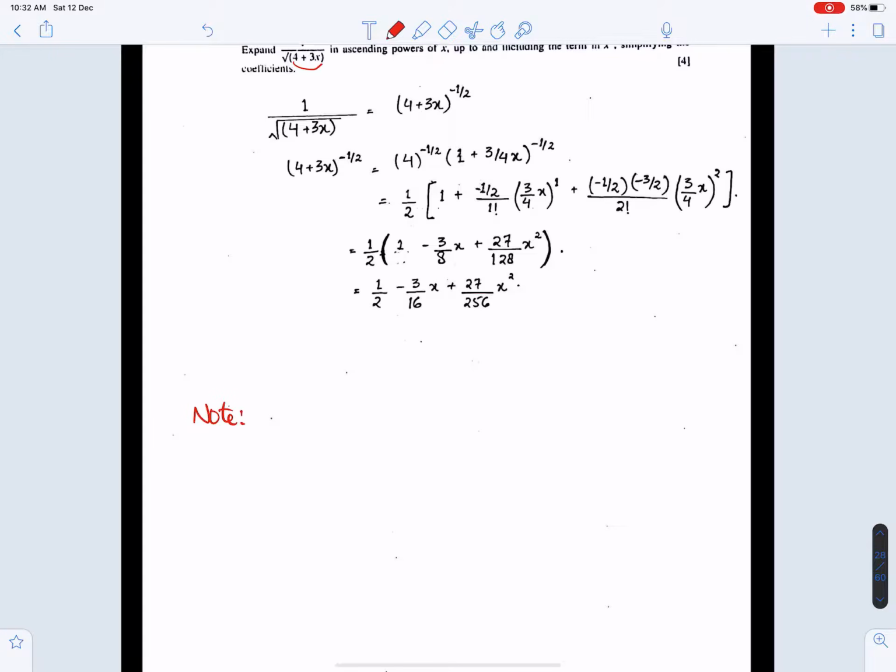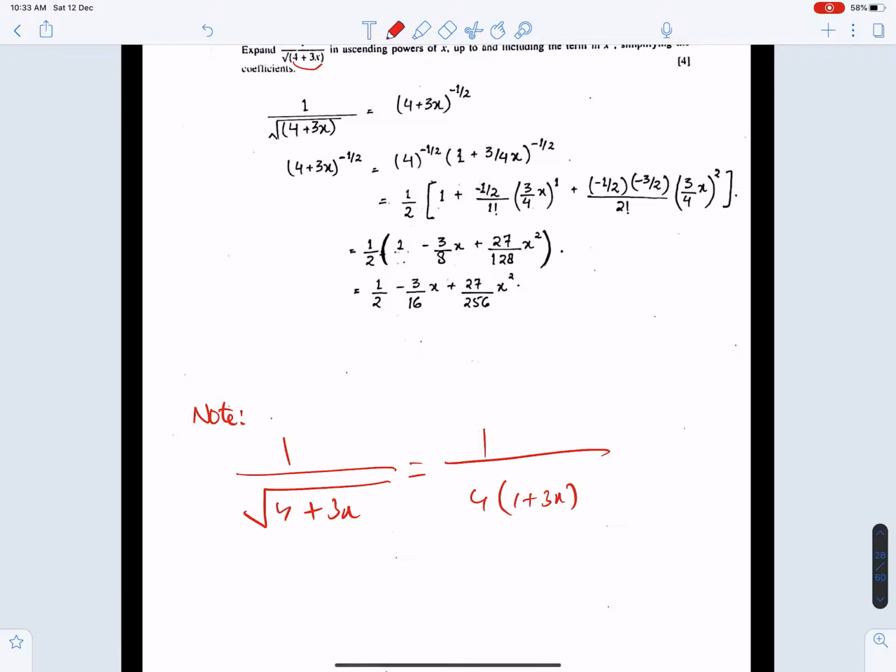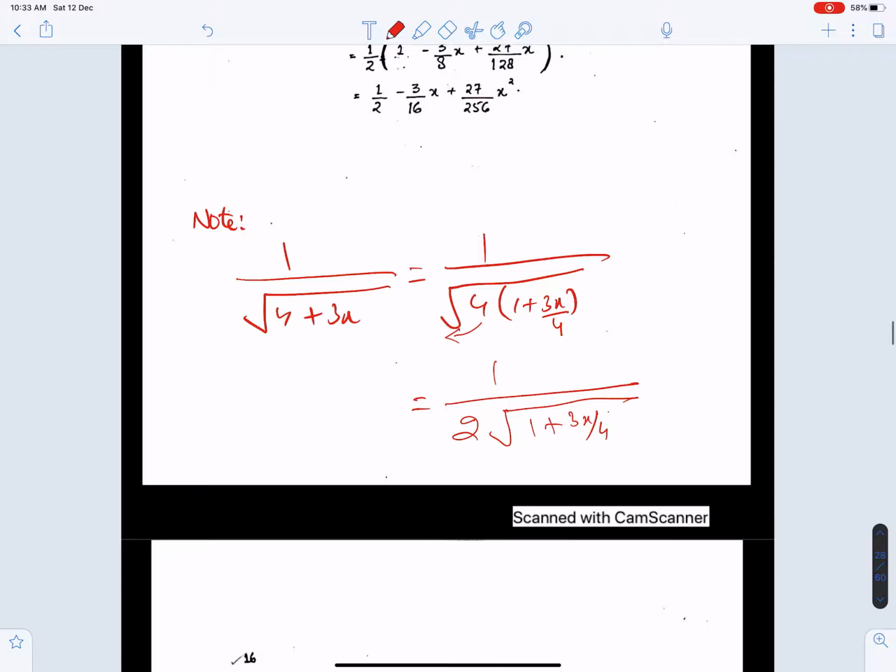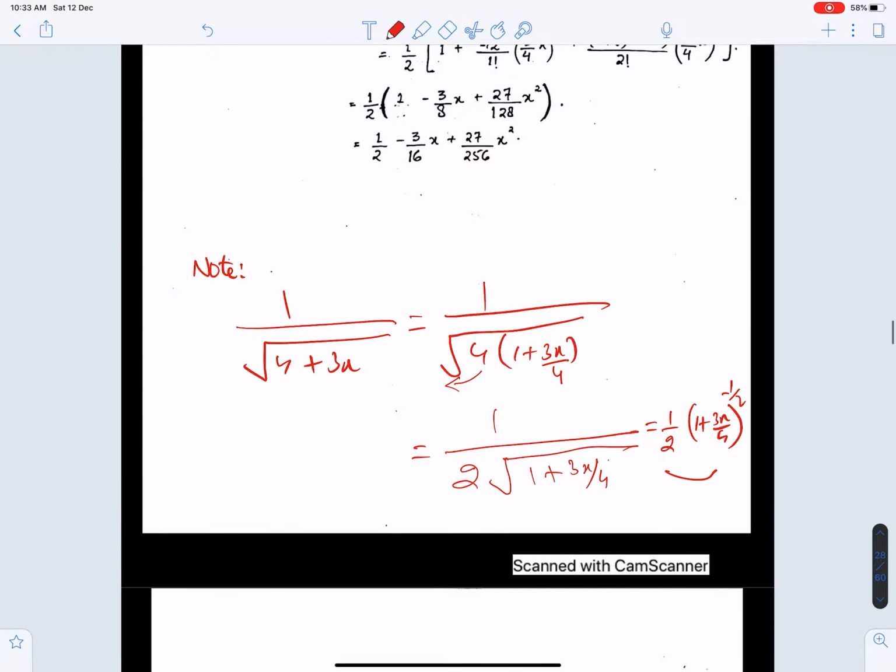So we have 1 upon 4 plus 3x. We can write this as 4 times 1 plus 3x upon 4, under root. So this will be 3x upon 4. So when we will bring this 4 outside the root, it will become 2. And we have root here, 1 plus 3x upon 4. You all know square root means power negative half in numerator. Finally, we have half times 1 plus 3x upon 4 to the power negative half. This is the best way to take common.